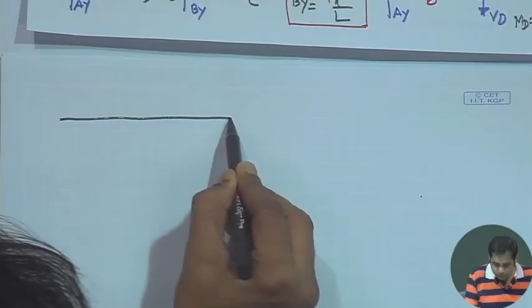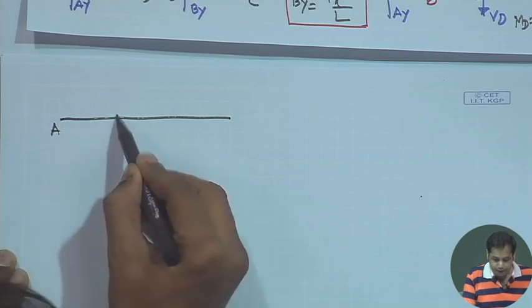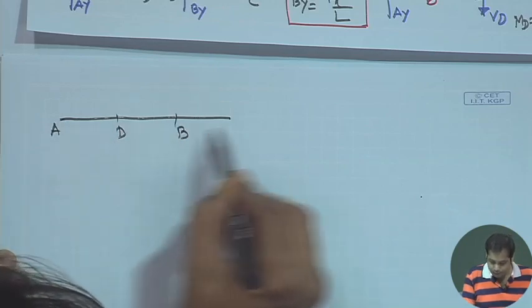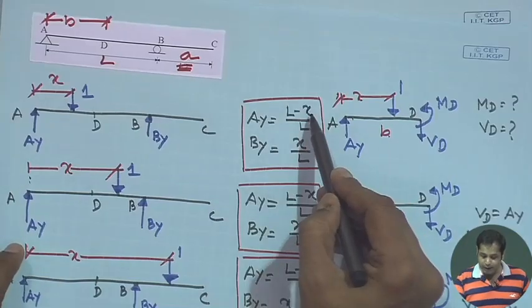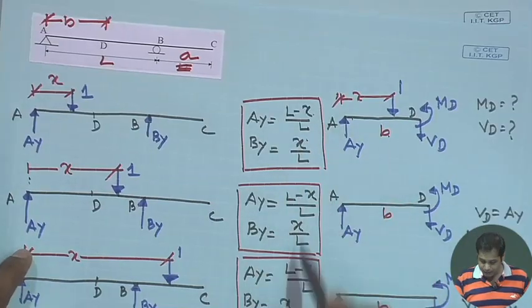Now, let us draw the influence line for shear force, influence line. Let us first draw the influence line for A y. So, this is A, then D, B, C. So, what is A y? A y is L minus x by L, and that is true for all x.